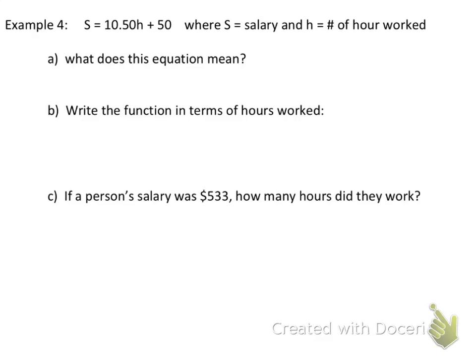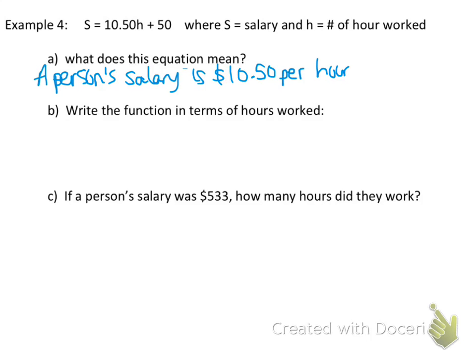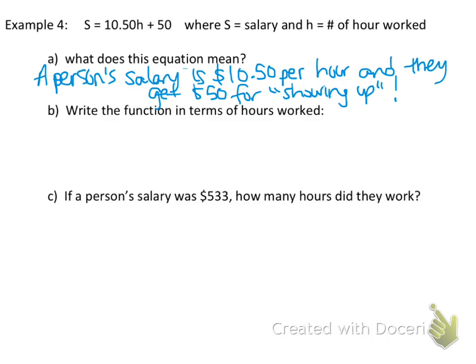So another thing that you need to start thinking about and getting used to doing is understanding what an equation means. So if we have this equation, s equals 10.50h plus 50, where s is the salary and h is the number of hours worked, how would you describe what this equation means? I'd like you to take a minute and think about how you would describe what this equation means. And as it's defined, a person's salary is $10.50 per hour, and that extra 50, I guess they must just get for showing up to work.